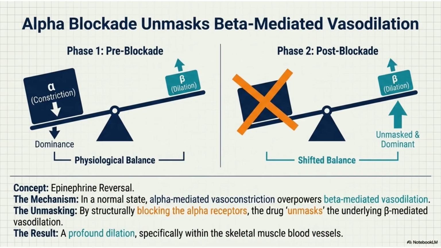In a normal state, alpha-mediated vasoconstriction dominates. By blocking alpha receptors, beta-mediated vasodilation is unmasked, resulting in profound dilation, especially in skeletal muscle blood vessels.